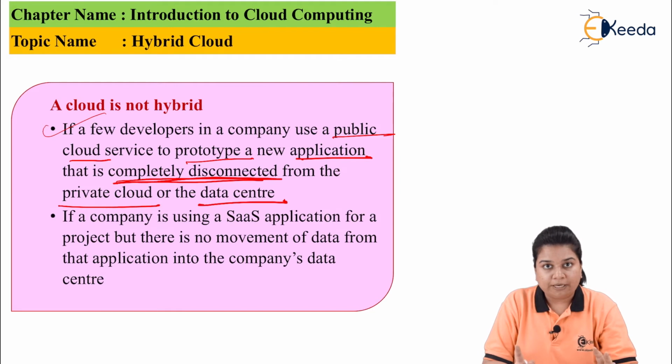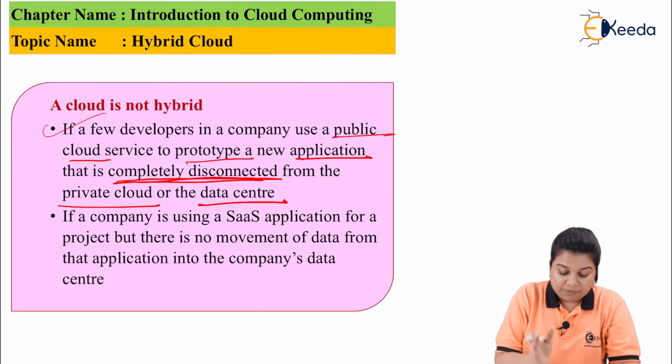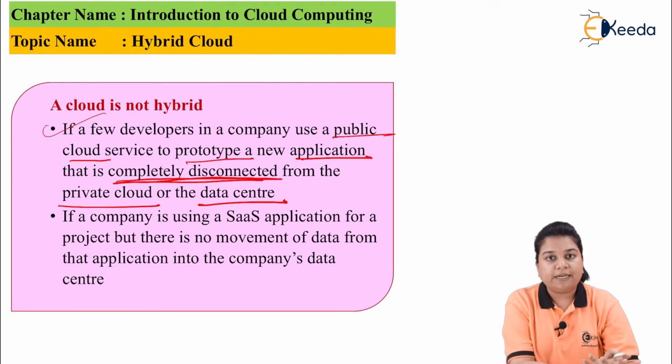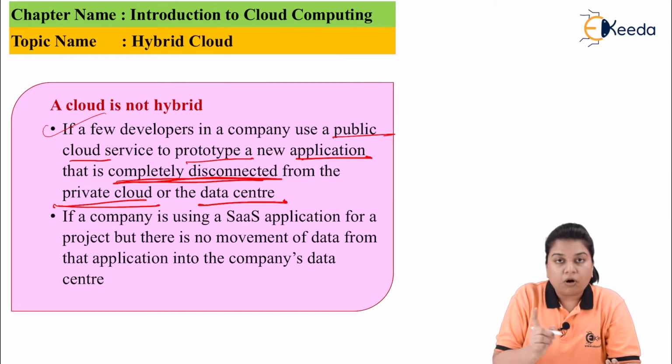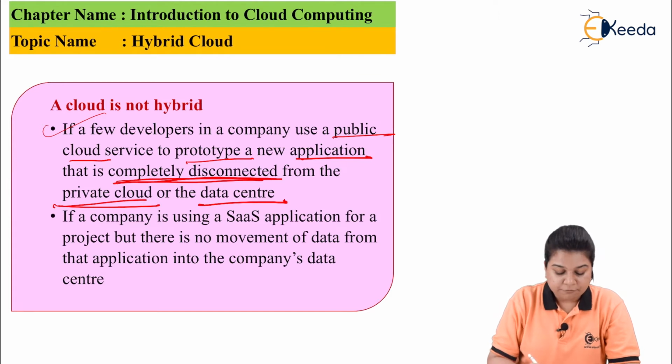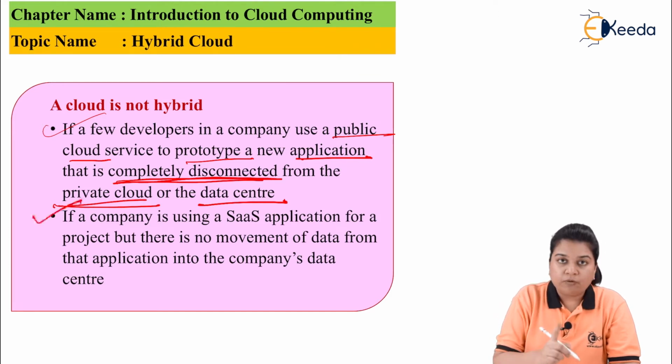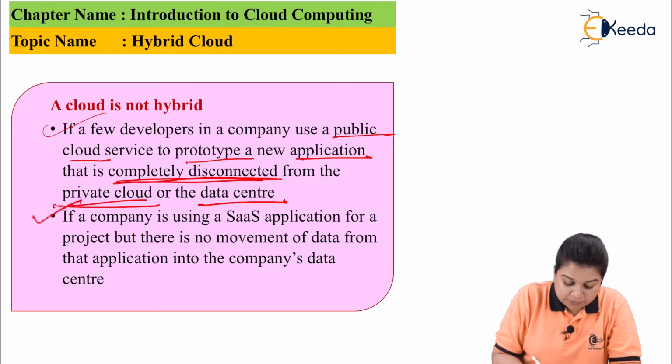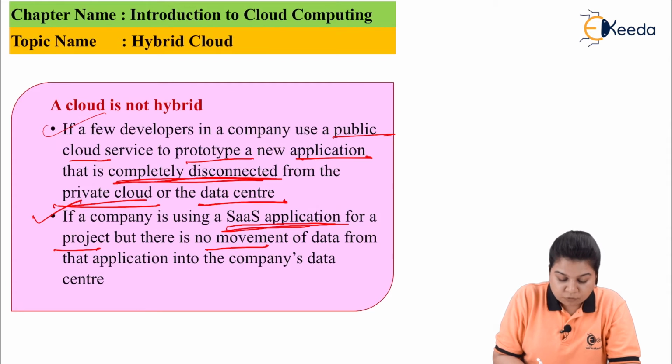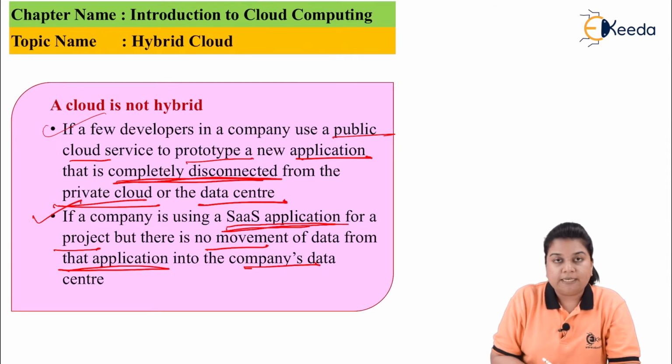They are using a public cloud model. Now that is completely disconnected. Completely disconnected means this is not in contact with the private cloud or the data center of the company. First point. In the second point, what they are going to explain is, if a company is using a software as a service application for a project, but there is no movement of data from that application into the company's data center.